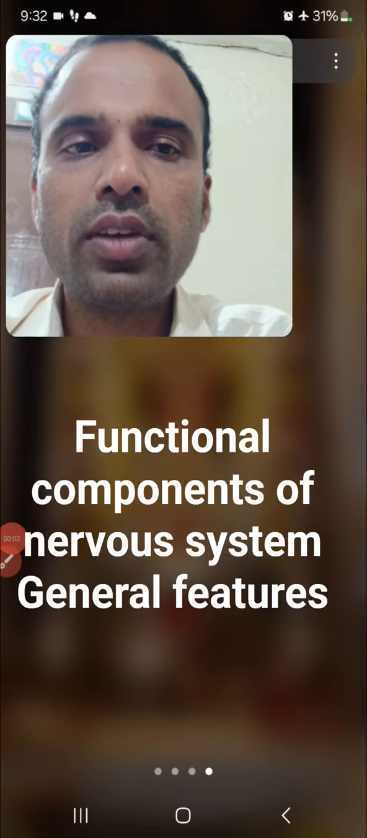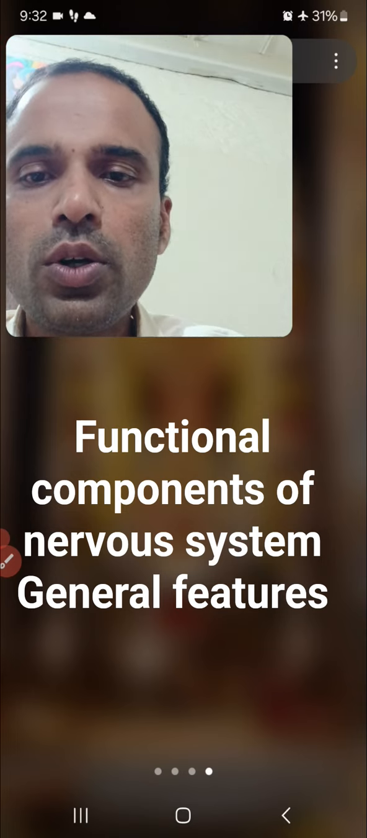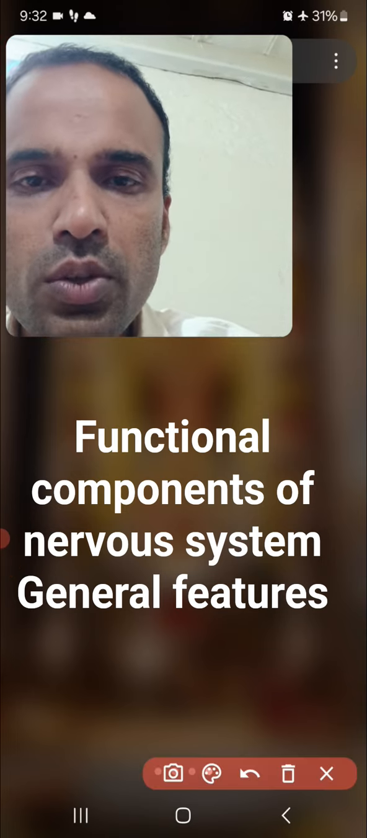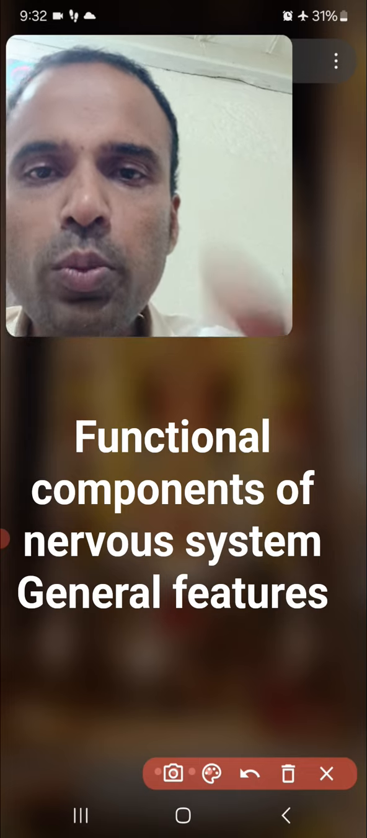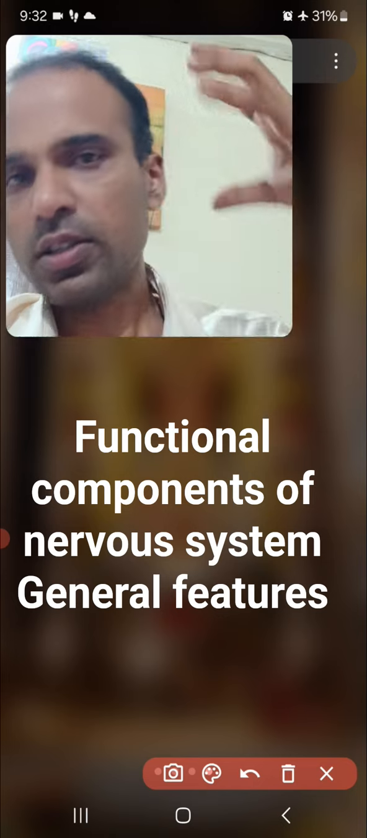Hello, today we'll understand the functional component of the nervous system. In order to do so, we have to know the general arrangement of the nervous system. So, in the nervous system, we have two main components. One is called efferent, the other one is called afferent.